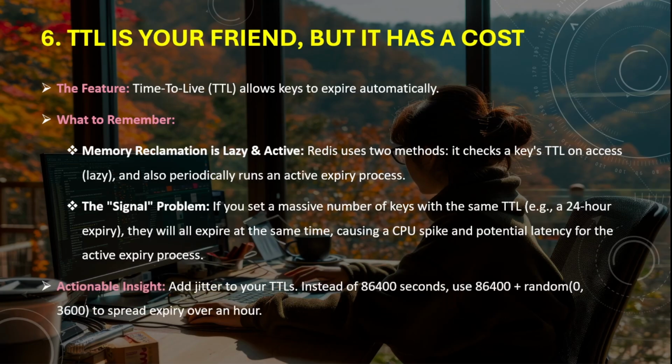Thus, add jitter to your TTLs instead of the 24-hour TTL. Use the 24 hours plus a random amount of time added to them to spread the expiry over an hour and avoid the thundering herd.